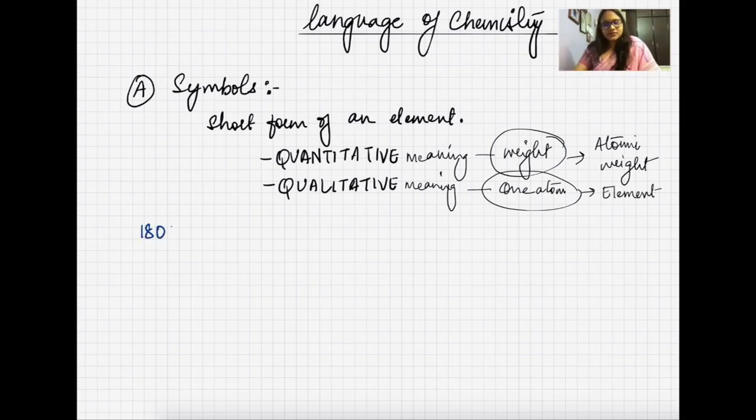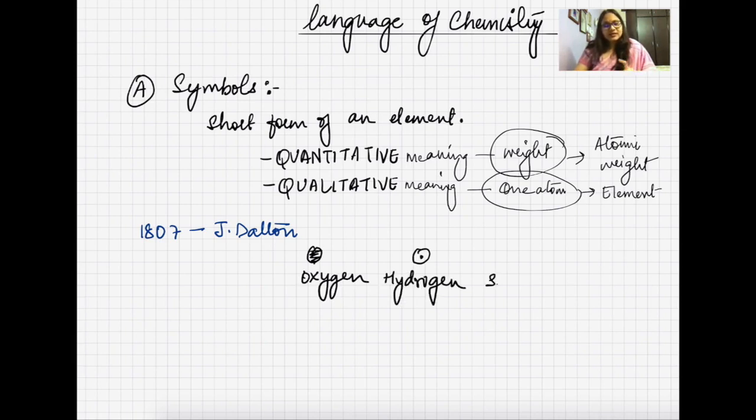The earliest symbol was given by John Dalton in the year 1807. He gave the figurative symbols of each and every element. Back then, very few symbols and very few elements were known to us. He had given the symbol for oxygen, which was a circle, hydrogen with a circle and a dot at the center, and sulfur with a cross in the center.